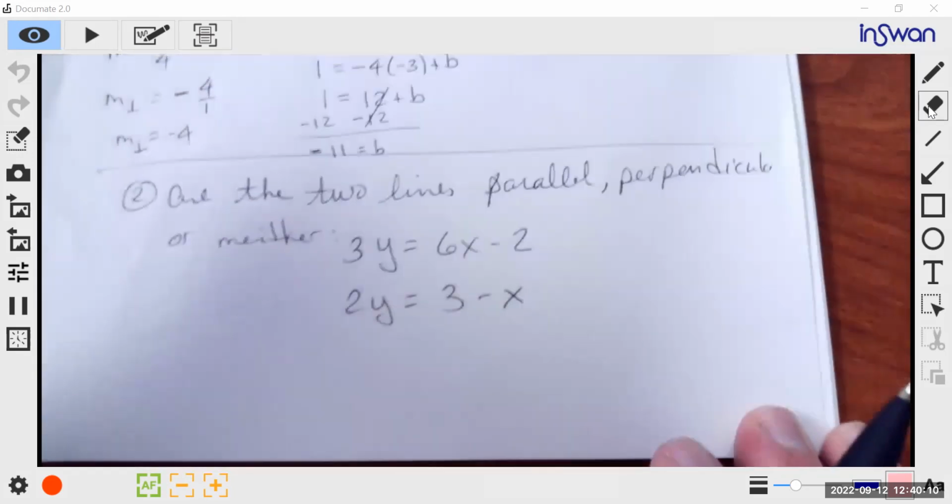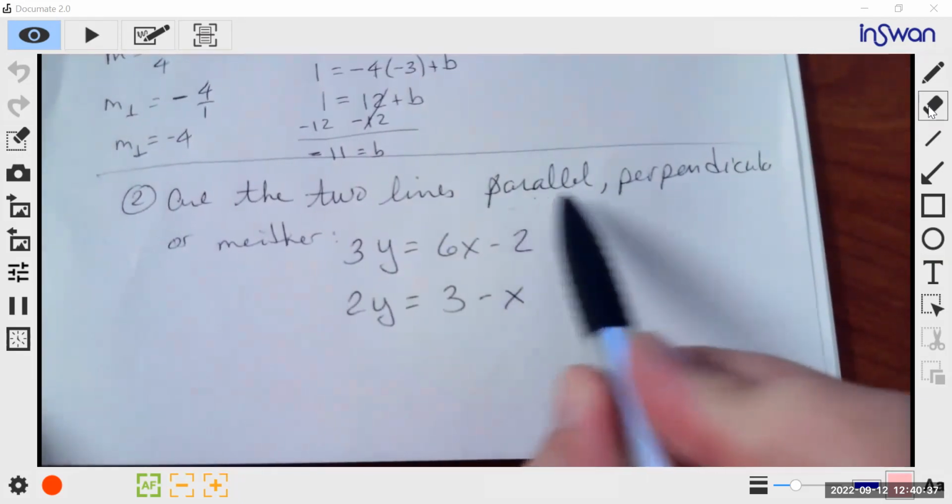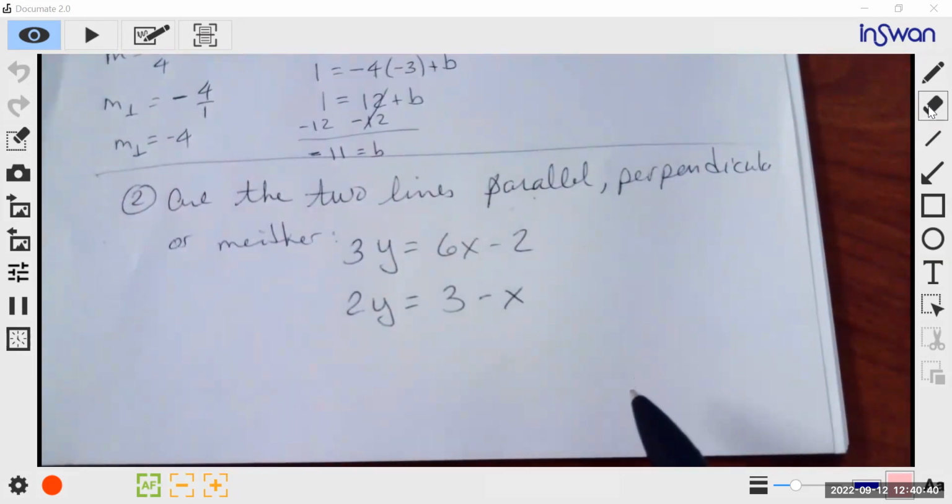Okay. Now, here's the next question I want to ask you. Are these two lines parallel, perpendicular, or neither? And you can't just guess. You have to tell me why you think it is what it is. So what determines if two lines are parallel or perpendicular?